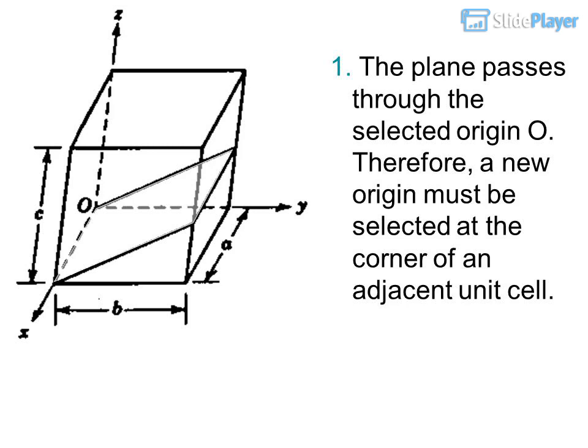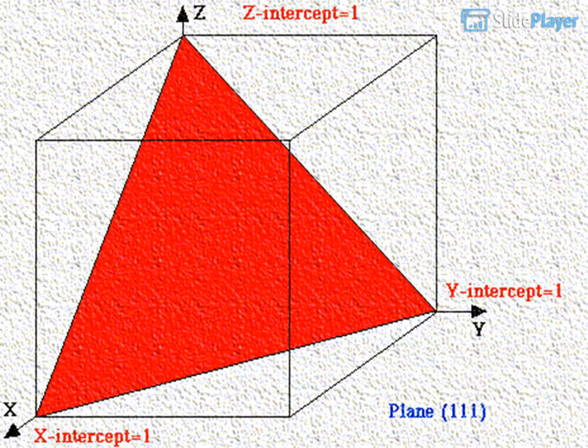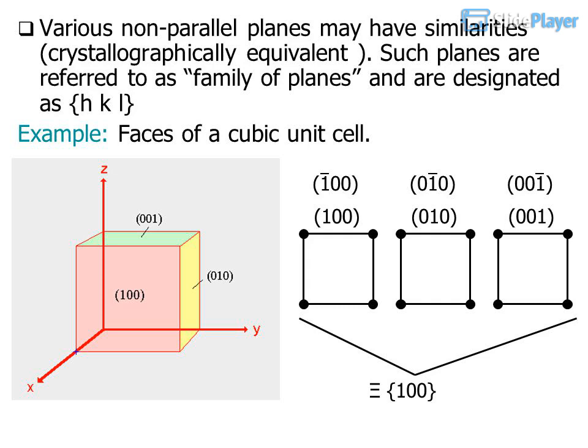1. The plane passes through the selected origin O. Therefore, a new origin must be selected at the corner of an adjacent unit cell. Example, faces of a cubic unit cell.